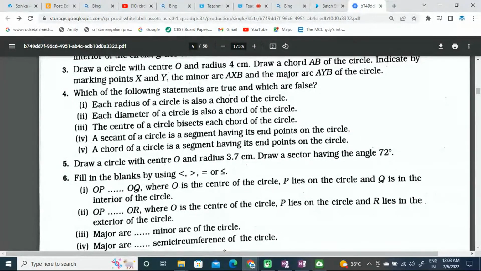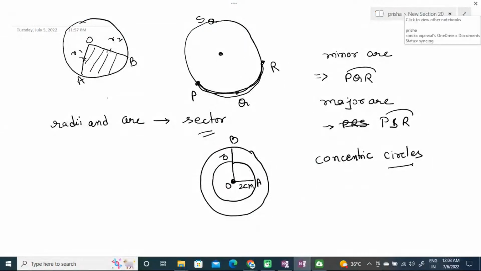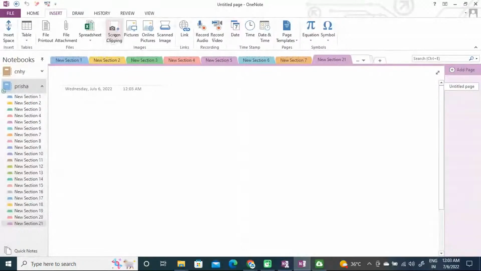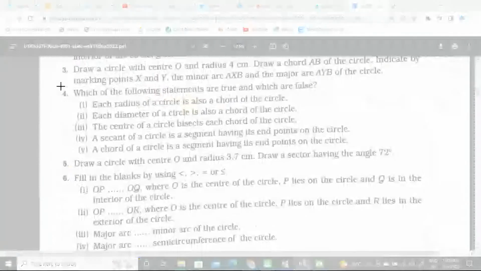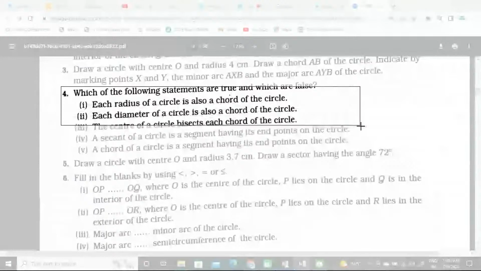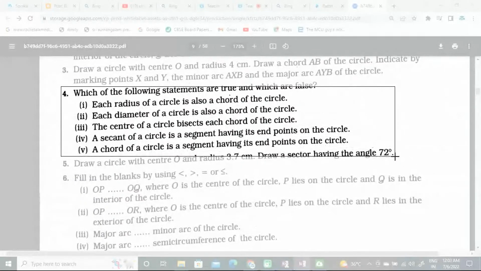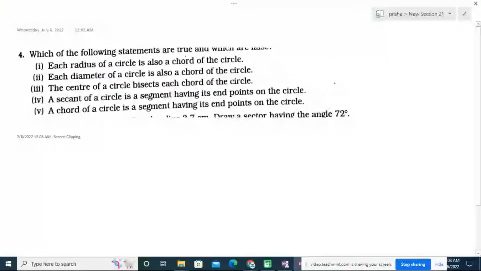Which of the following statements are true and which are false? Each radius of a circle is also a chord of a circle. Okay. Now let it be. We have these questions. Which of the following statements are true and which are false? Each radius of circle is also a chord of a circle.